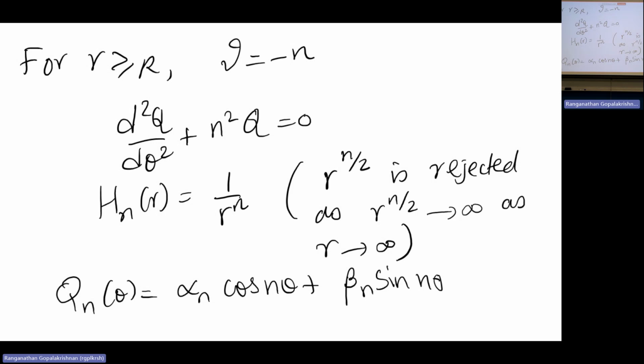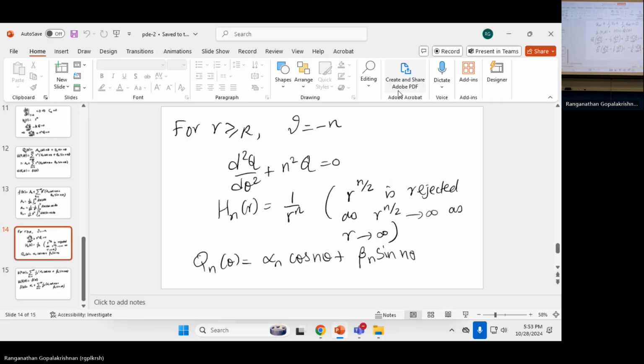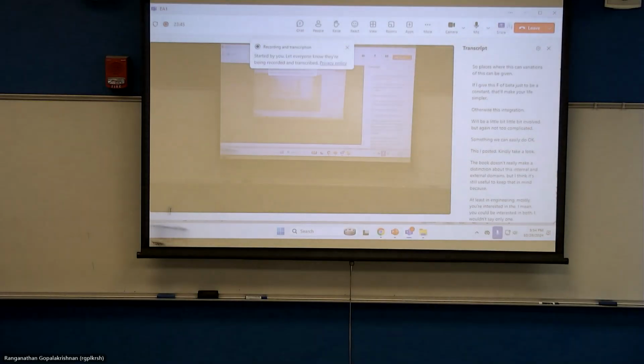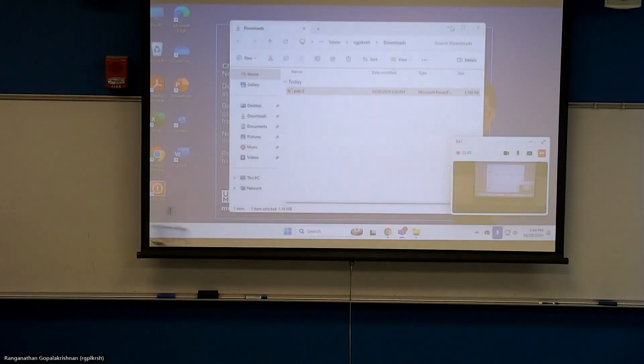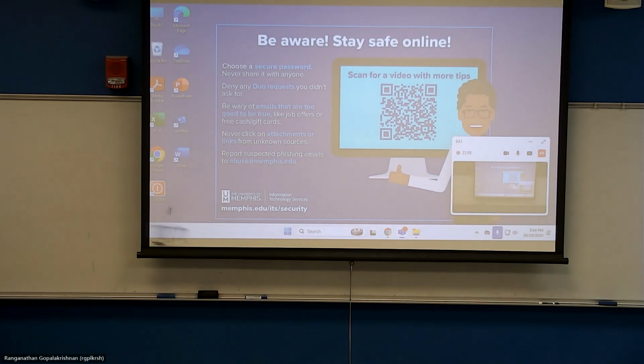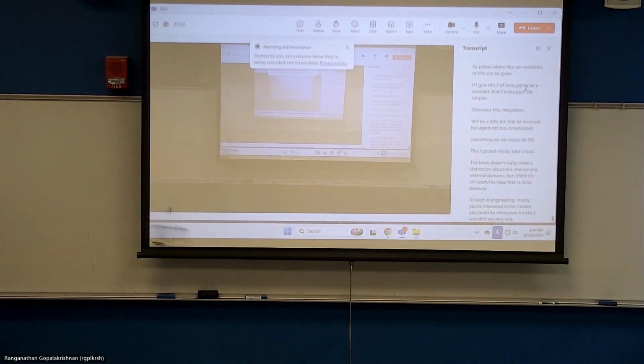So this I posted. Kindly take a look. The book doesn't really make a distinction about this internal and external domains, but I think it's still useful to keep that in mind because at least in engineering, mostly you could be interested in both. I wouldn't say only one. All right.